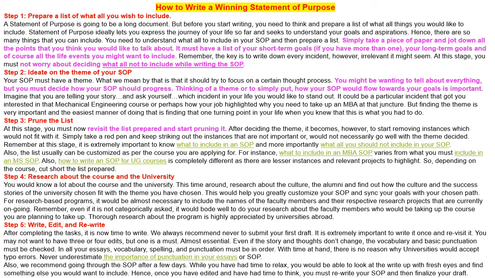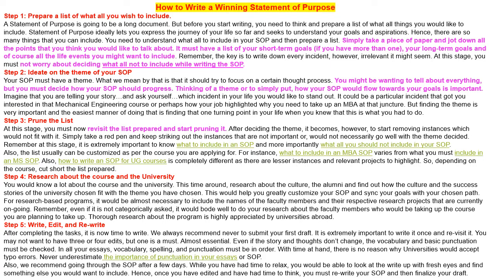For research-based programs, it would be almost necessary to include the names of the faculty members and their respective research projects that are currently ongoing. Remember, even if it is not categorically asked, it would bode well to do your research about the faculty members who would be taking up the course you are planning to take up. Thorough research about the program is highly appreciated by universities abroad.